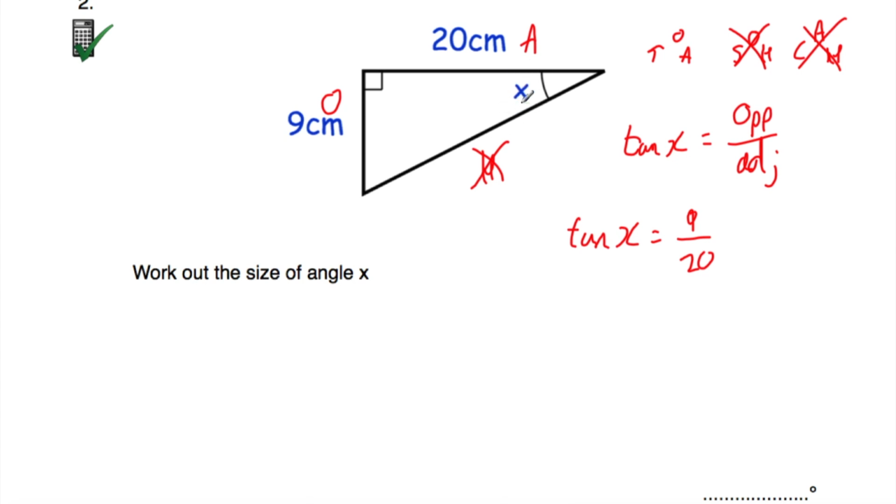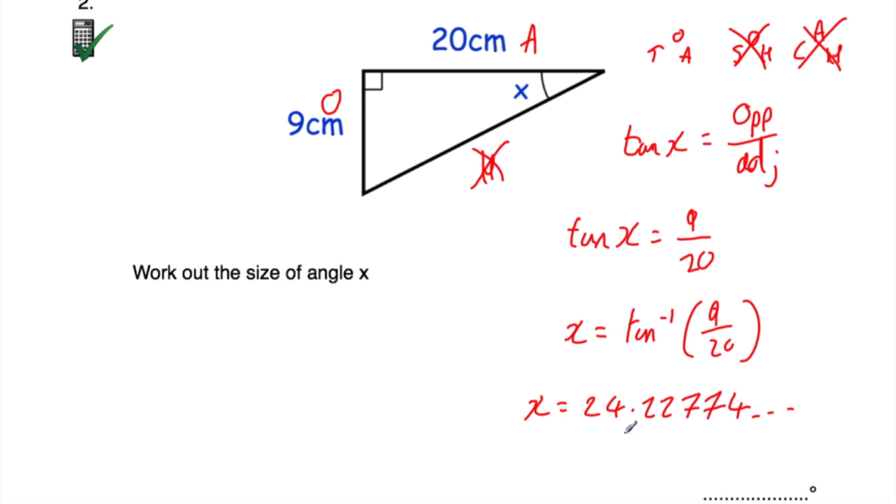So we now need to do the inverse tan. So that means that x will be equal to, and you'll press shift tan on your calculator and get tan -1 like so, the inverse tan, and then open up brackets and type 9/20 and press equals, and we'll find the size of this angle. And when we do that, we get x is equal to 24.22774 and so on degrees. And let's round that to 2 decimal places, so that'll be 24.23. So that means that this angle is 24.23 degrees, and that's it.